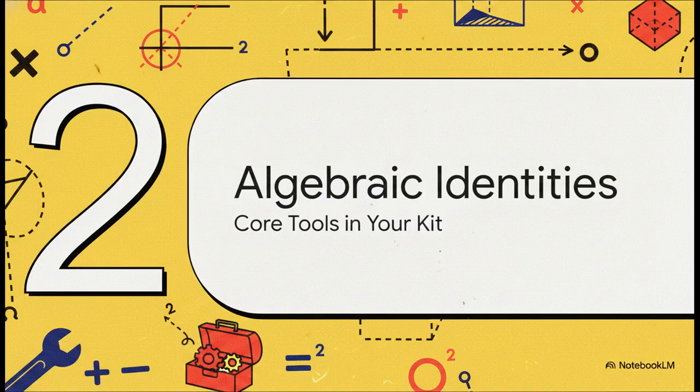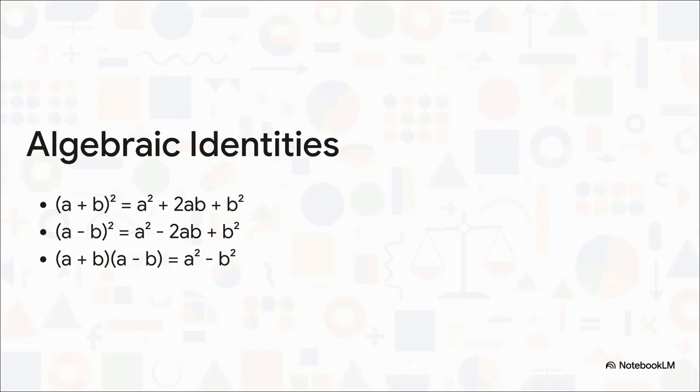Moving right along to Section 2, Foundational Algebraic Identities, the core tools in your kit. Think of an identity like a cheat code. It's a special type of equation that is always true, no matter what crazy values you assign to the variables. They basically act as quick shortcut formulas for complex calculations. And these 3 right here, these are the absolute workhorses of algebra. You've got (a plus b) squared, you've got (a minus b) squared, and the classic difference of squares. (a plus b) times (a minus b) equals a squared minus b squared. Memorizing these is literally like upgrading your math software. They're going to let you totally bypass all those tedious multi-step multiplications.